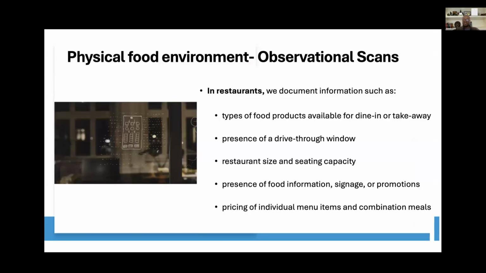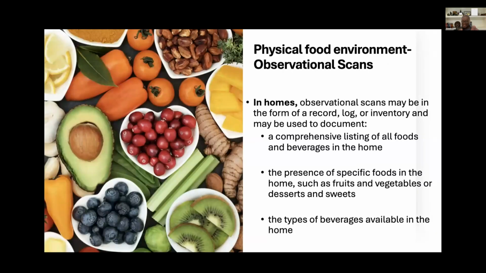You could also do this in restaurants, where you document information such as types of food products that are available for dining or to go or takeaway, as we say it in Ghana. Presence of drive-throughs, and these days they are just multiplying in our cities. Restaurant size and eating capacity and so on and so forth. These are measured as part of the physical food environment assessment.